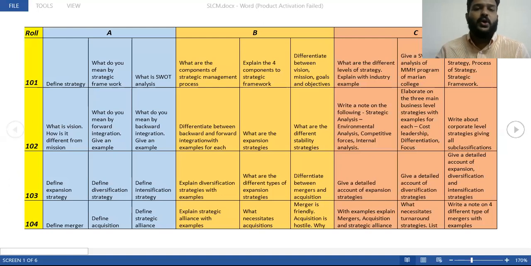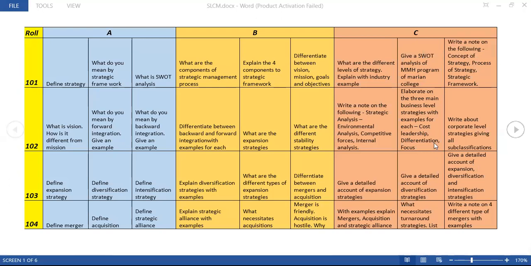Now, let's move on to the topic. We'll be having a quick recap of whatever we have learned all throughout this semester, basically using the question bank. So with the first questions, let's start. The first thing starts with: what is strategy? Then what is strategic framework? What is SWOT analysis? The components of strategic management process. Again, four components of strategic management framework. Distinction between mission, goals, objectives, different levels of strategy, then SWOT analysis of which program, then the concept of strategy, process of strategy, strategic framework, etc.